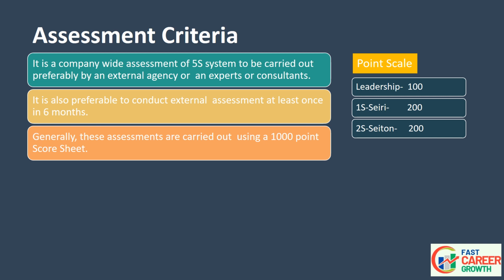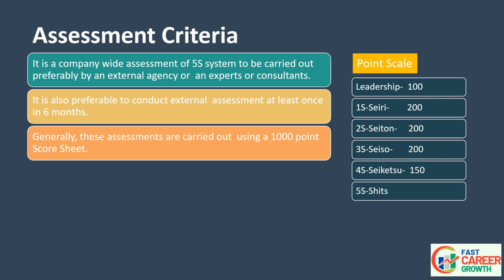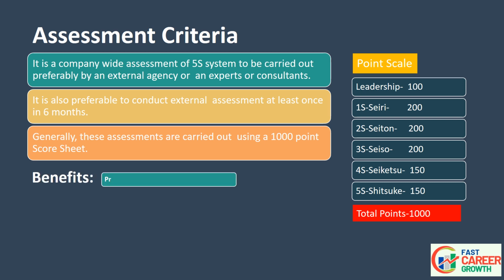Total points for 3S or Seiso stage is 200. Total points for 4S or Seiketsu stage is 150. Total points for 5S or Shitsuke stage is 150. Total points are 1000. This will help to find progress measurement.